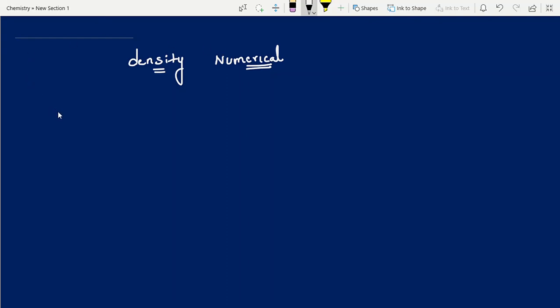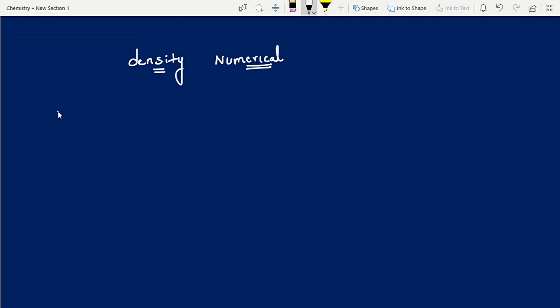Students, in this video I am going to discuss density numerical methods, and I am also giving some short tips. Most of the students doing square and cube take a lot of time. That's the reason, with the help of mathematics, I am going to give some important shortcuts to you. Definitely it can be helpful in the examination.